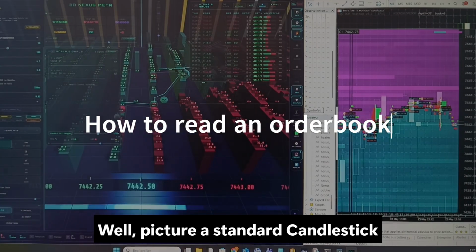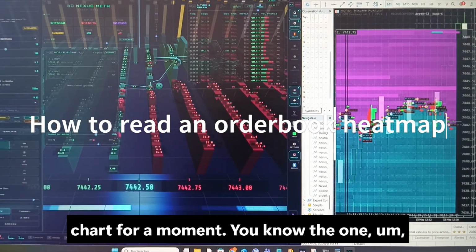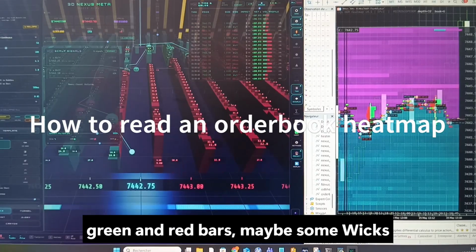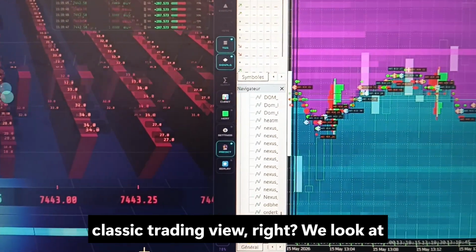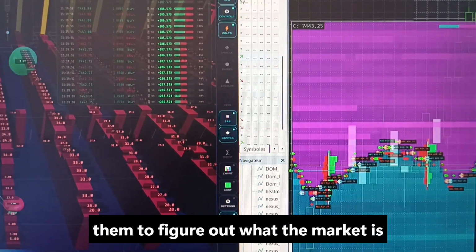Well, picture a standard candlestick chart for a moment. You know the one, green and red bars, maybe some wicks sticking out at the top and bottom? Yeah, a classic trading view. Right. We look at them to figure out what the market is doing.